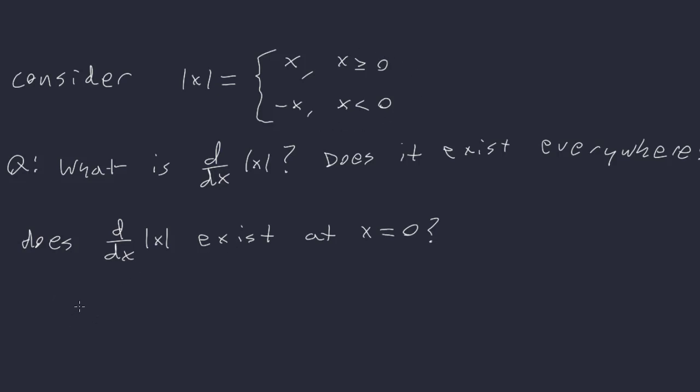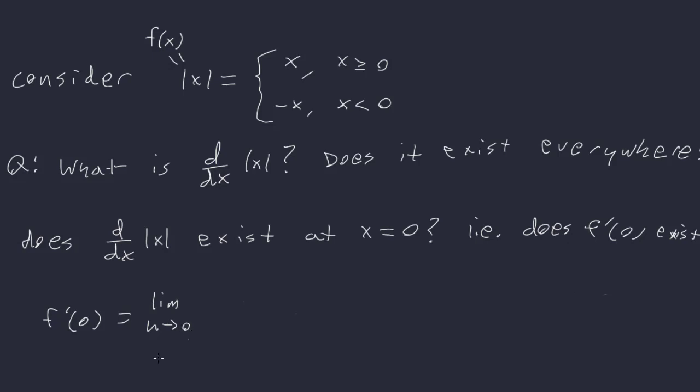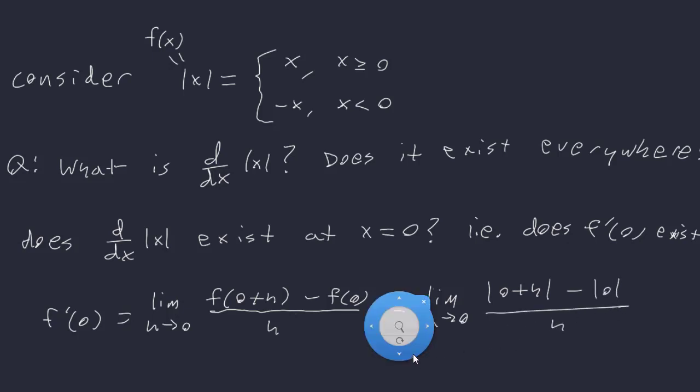All right, so let's see. I think I will call this f of x just to simplify things. So does f prime of 0 exist? All right, so f prime of 0 is going to be the limit as h goes to 0. Using our definition, I'm going to use the difference quotient one. It will be the limit as h goes to 0 of f of 0 plus h minus f of 0 all over h. So this will be the limit as h goes to 0 of the absolute value of 0 plus h minus the absolute value of 0 all over h.